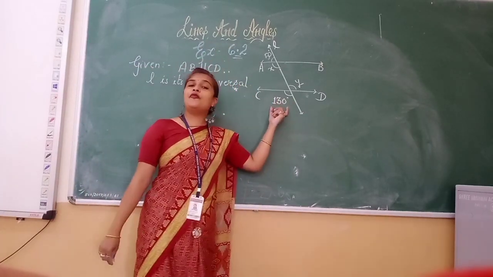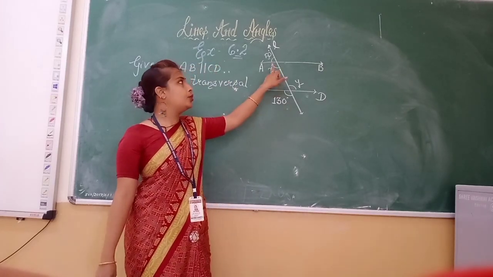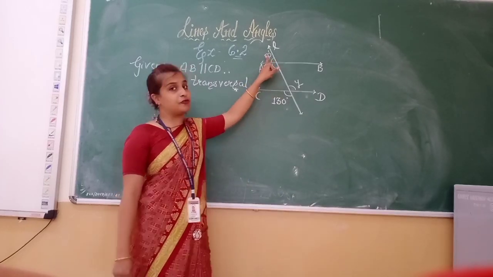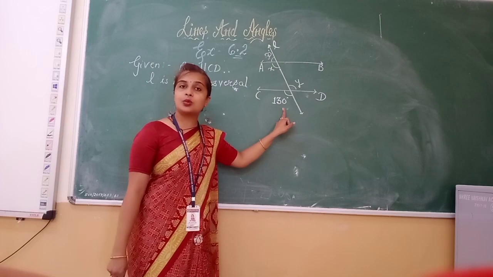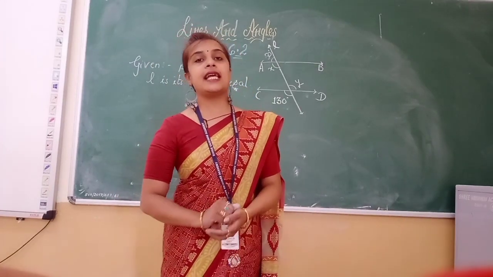Then the measurement of one of the angles is given as 130 degrees. We have to find out the measurement of x and phi. Two angles are given: one angle is given as 50, another one is given as 130. We have to find here the value of x and phi.